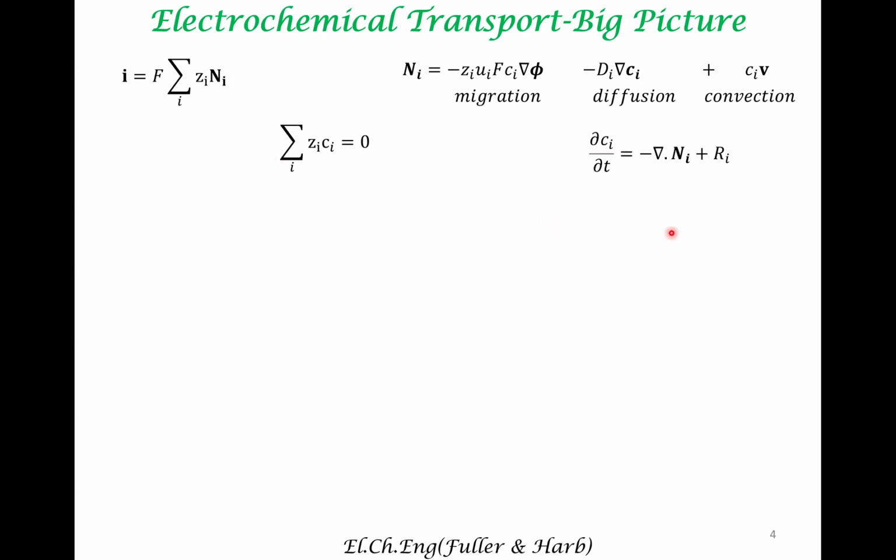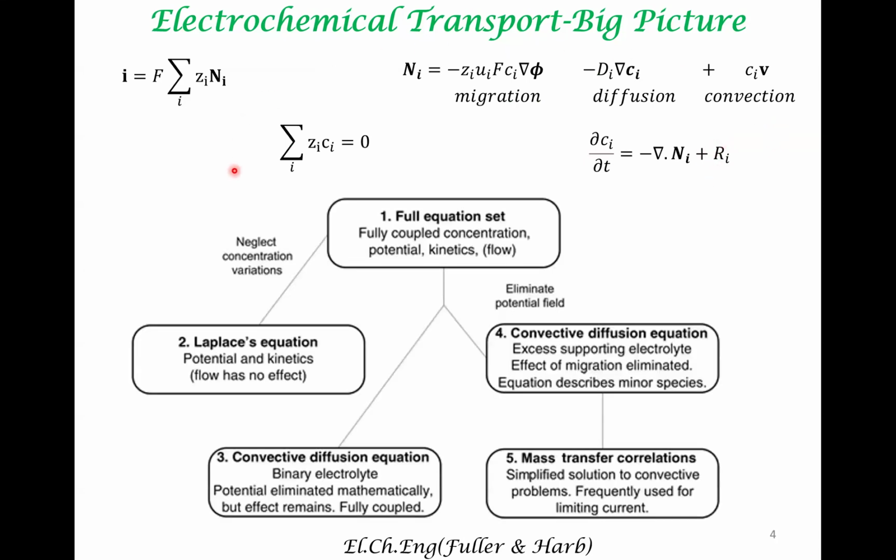Then we have another equation. This is just a bookkeeping equation, right? So you take a control volume wherein the concentration can change with respect to time, and then you attribute these changes in concentration to fluxes that enter this control volume along different surfaces, and you may also have a generation term which is represented by this term. So all these equations have to be solved to completely understand electrochemical transport. These are coupled equations.